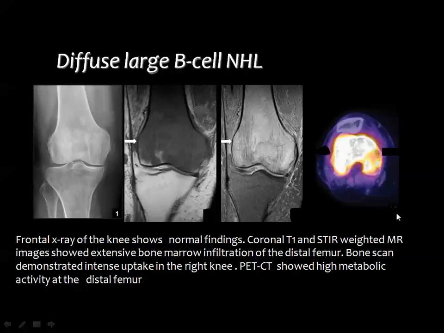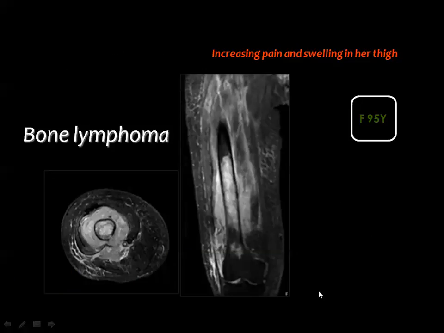And this is PET-CT of the same case showing marked metabolic activity in the region of the tumor. And this patient is 95 years old, presented by increasing pain and swelling in the thigh. And you see a marrow-infiltrative pathology with extraosseous soft tissue component that is circumferentially surrounding the femoral shaft.